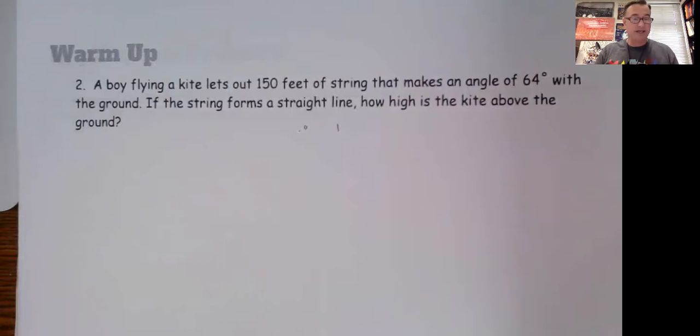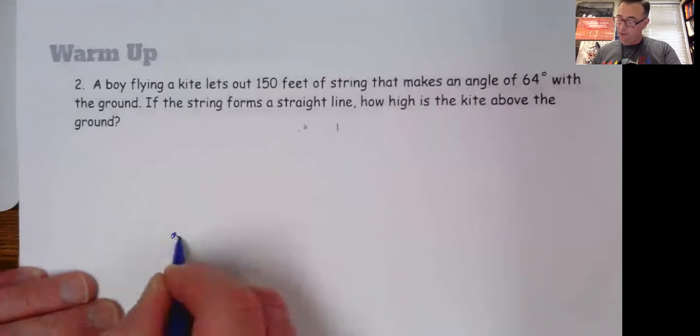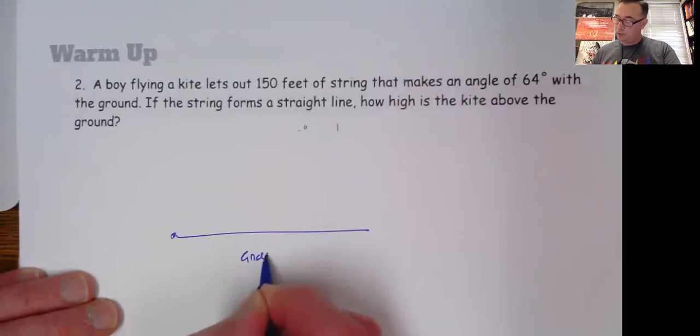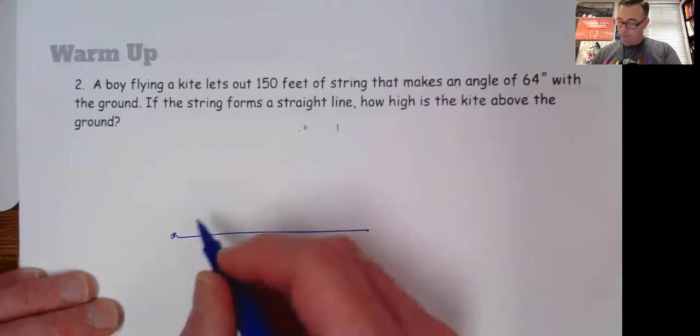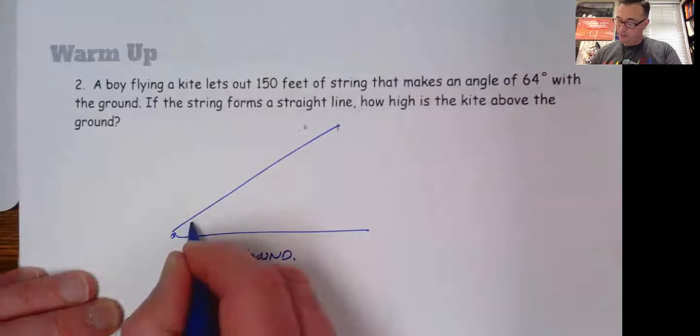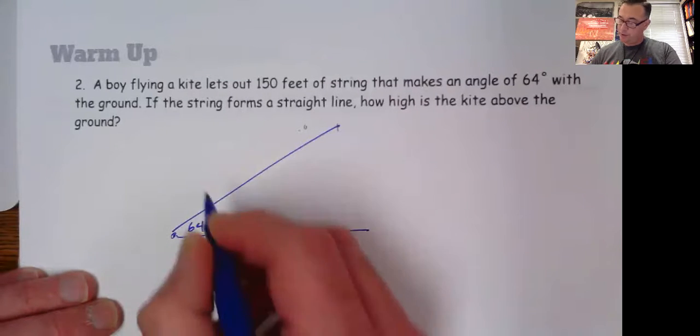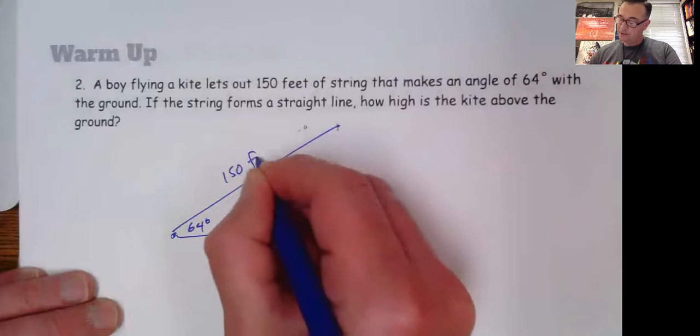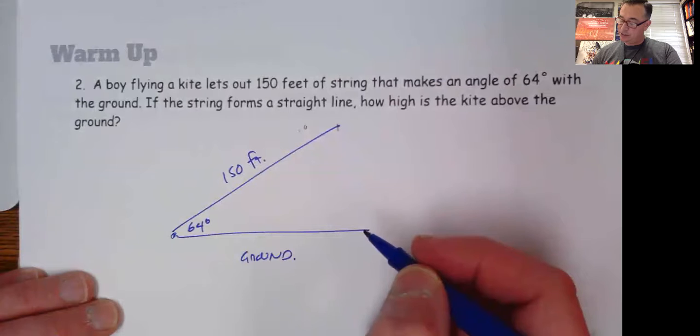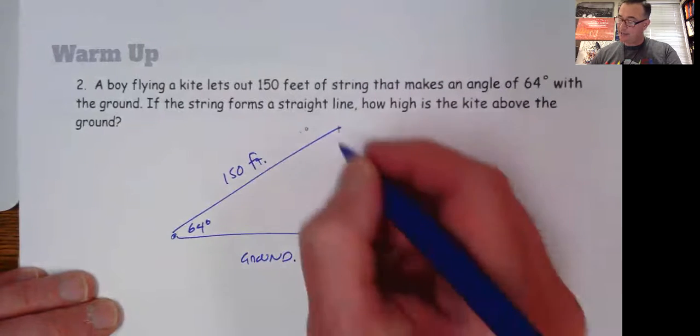Okay, so with that being said, a boy flying a kite lets out 150 feet of string, making an angle of 64 degrees with the ground. So we've got ground, string, and 150 feet of string. Here's where the boy is. Here's the ground. This goes up like this, 64 degrees with the ground. This is 150 feet. And it says the string forms a straight line. How high is the kite above the ground?